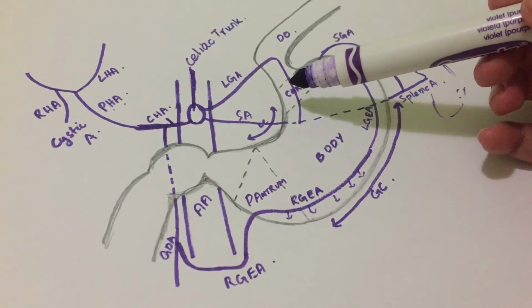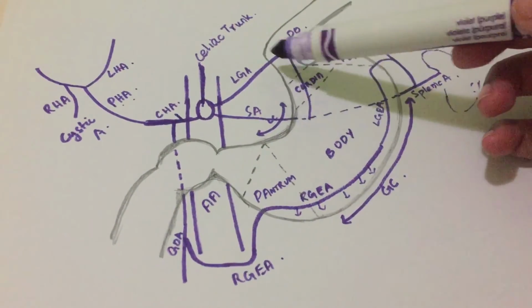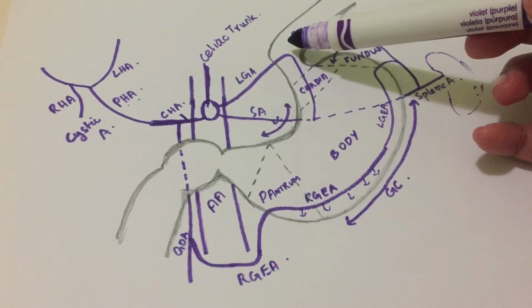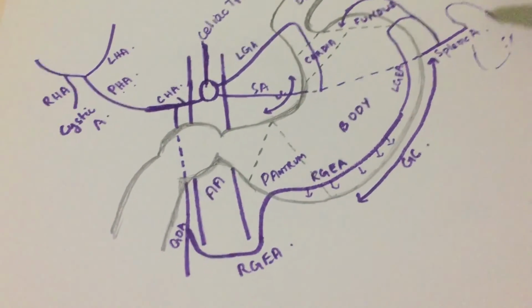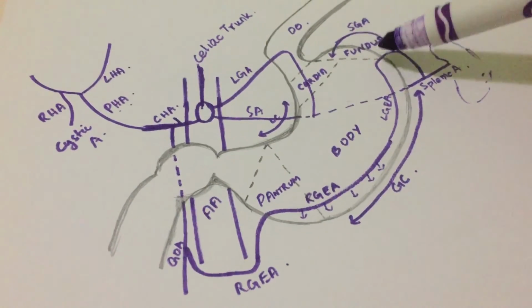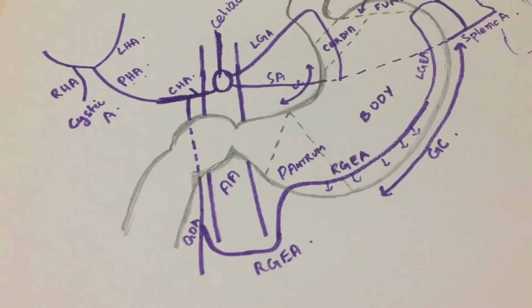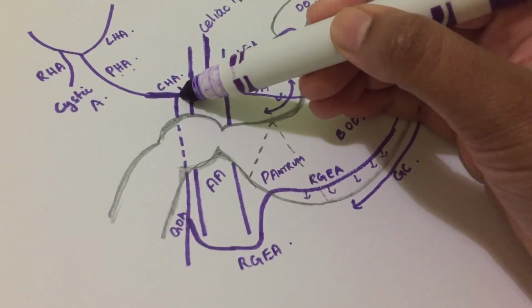I have missed something. Sorry, I'll tell you later. So it supplies the left cardia and the distal part of the esophagus and the body. And the splenic artery goes to the spleen and gives off the short gastric artery and left gastroepiploic artery.